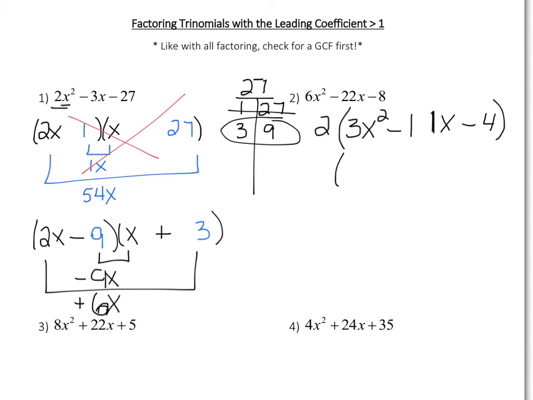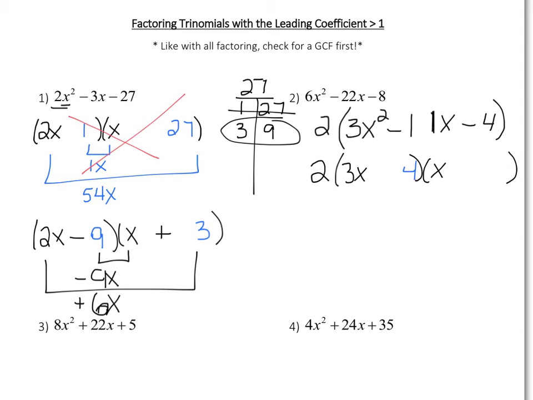Okay, so now I'm going to set this up the same way I set these up. So how do I get 3x squared? I'm going to need a 3x and an x. Okay, bring down this 2. And now I want to find the factors of 4 that are going to add to negative 11 once I put them in here. So we're going to try some things out.